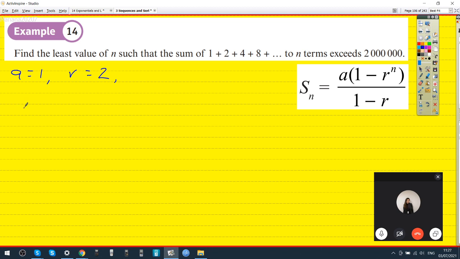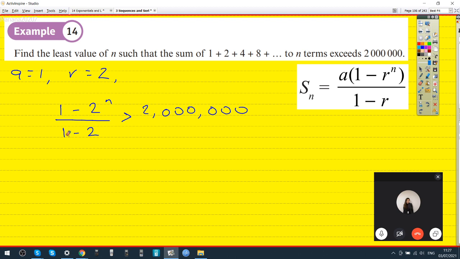So for the top, it'd just be 1 minus 2 to the power of n, and then the bottom's 1 minus 2. That's 2 to the n over 1 minus 2, and that has to be greater than 2 million. Yeah, that's how it works. All right, what's next? Can we simplify the bottom? Yep, it gives you minus 1.